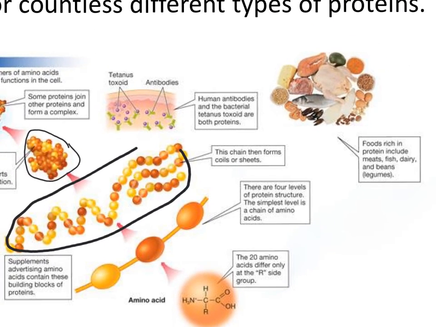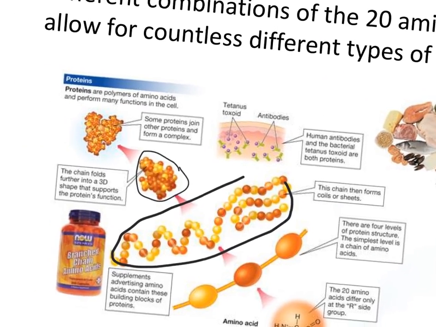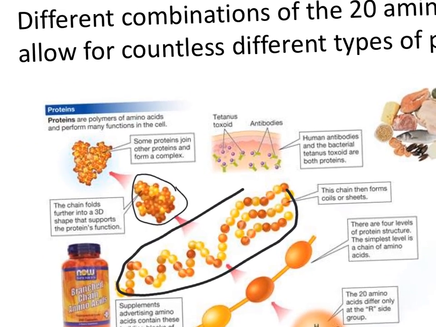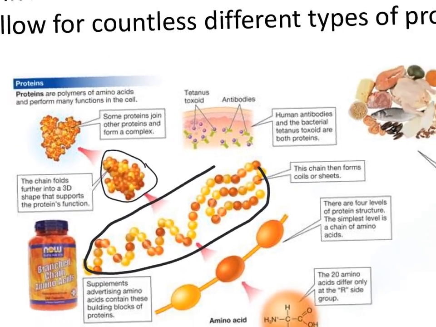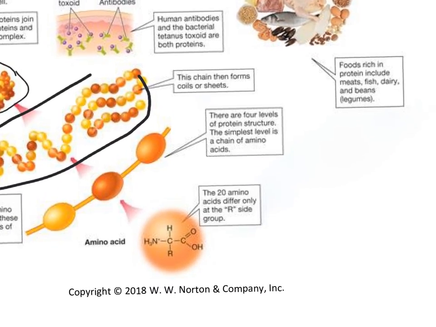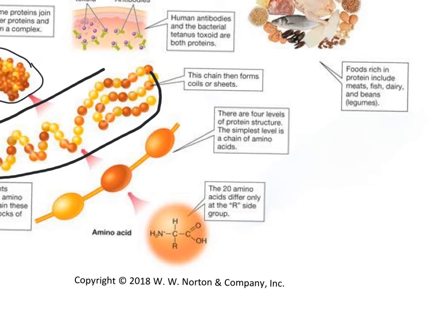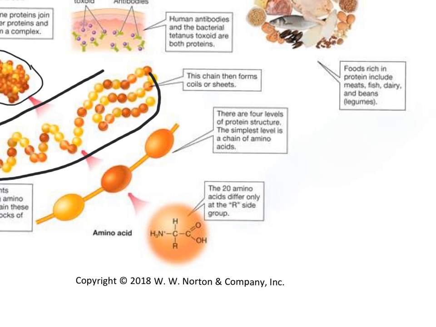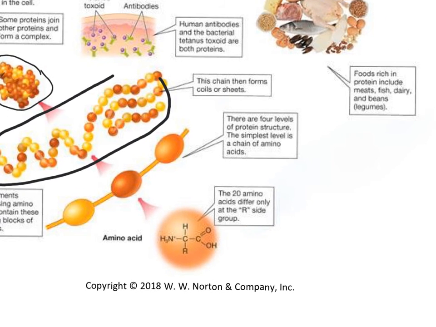So there are 4 levels of protein structure. The simplest is just a chain of amino acids. And then they fold into 3D shapes. And this is kind of what an amino acid looks like. So in general, the R right here is the side group that it's attached to.